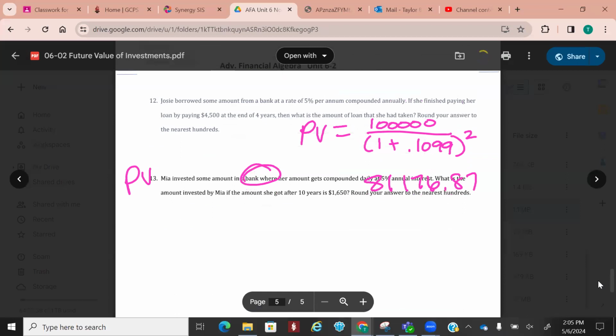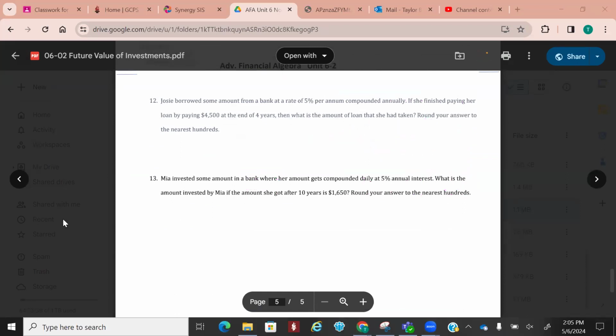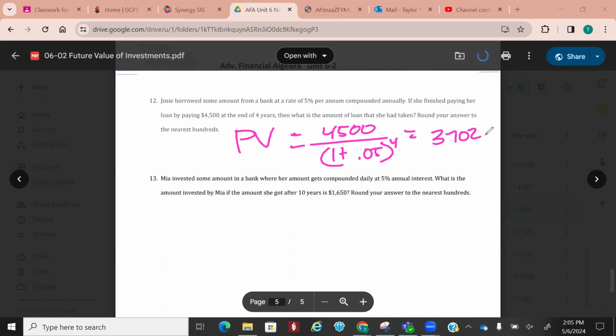Go ahead and try these two problems, and then I'm going to put the answers up in just a second. Make sure that you're paying attention to which formula you are supposed to be using. So this one's finding present value. So we have $4,500 divided by 1 plus 0.05 raised to the 4th power. When we plug that in, we're going to get 3,702.16.